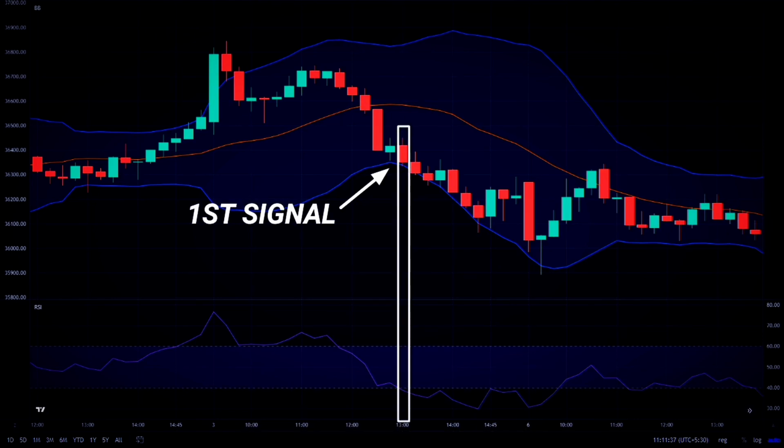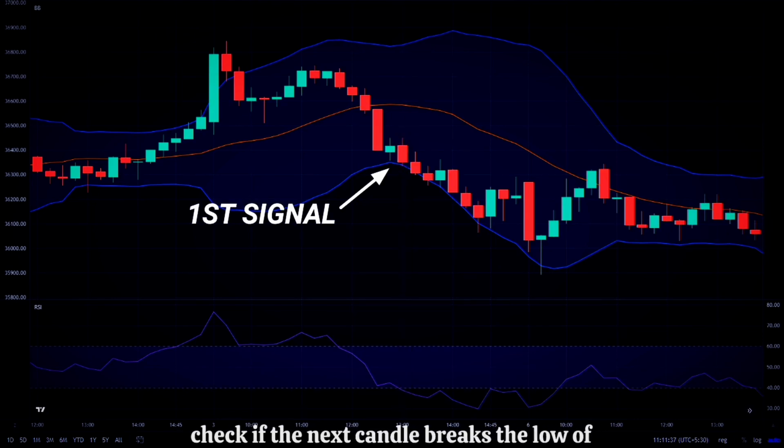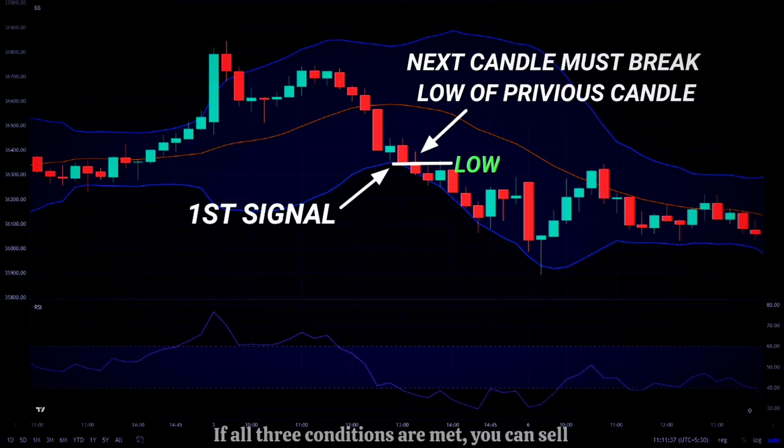And third, check if the next candle breaks the low of the previous candle. If the next candle breaks the previous candle's low, you can sell here. If all three conditions are met, you can sell.